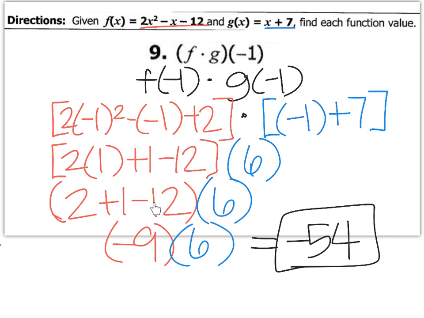Combine like terms. 3 minus 12 gives you negative 9. Now on the right side of our equation, we'd have negative 1 plus 7 gives you positive 6. And then we're just going to bring that down all the way. Negative 9 times positive 6, your final answer is negative 54.